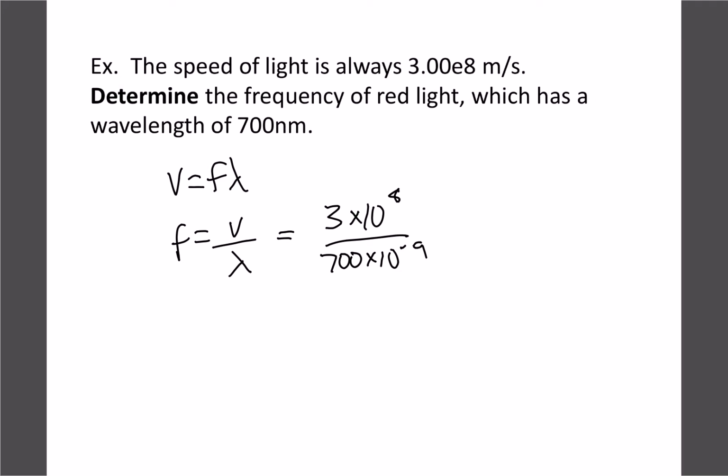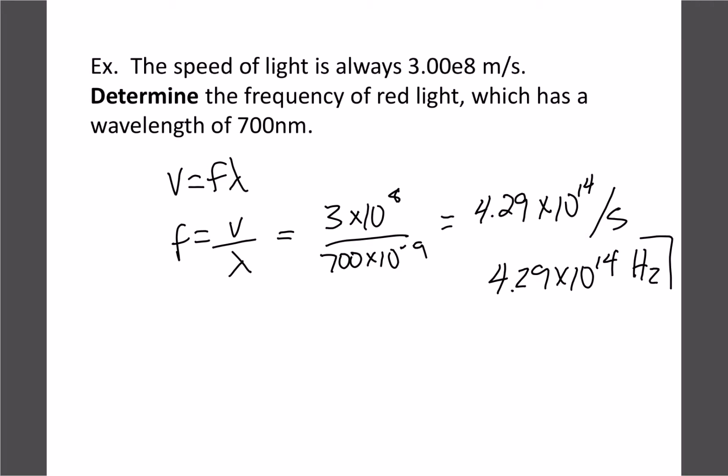So we do 3 times 10 to the 8th divided by 700 times 10 to the -9, and we end up getting 4.29 if we round it off, times 10 to the 14. So if we do this to 3 sig digs, looks good, and our units then would be meters per second divided by meters. So we end up just getting the per second, or our normal units for frequency would be hertz.